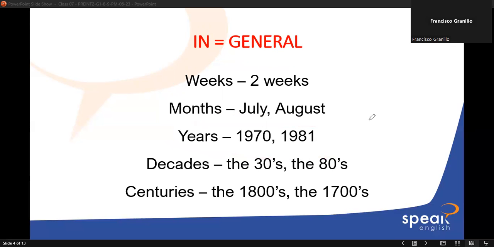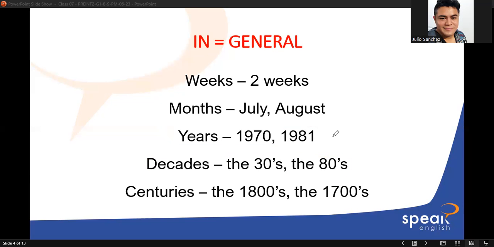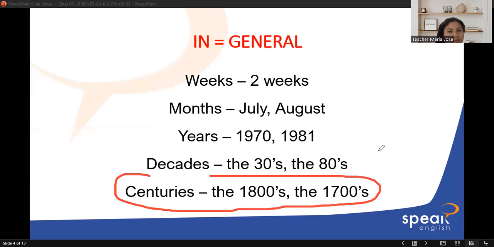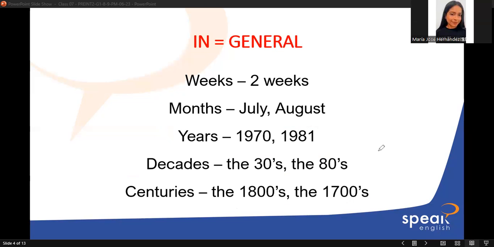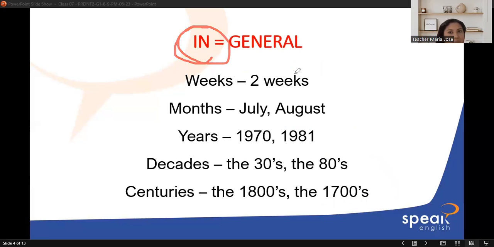Years, 1917 and 1981. Okay, the next one, Julio. Decades, the 30s, the 80s. Okay, and the last one, Maria Jose. Centuries, the 18th, how do you say? I'm sorry, the 18th? The 18th. Okay, the 18th and the 17th. Okay. So again, when you use any of these expressions, you always use in all the time, okay?